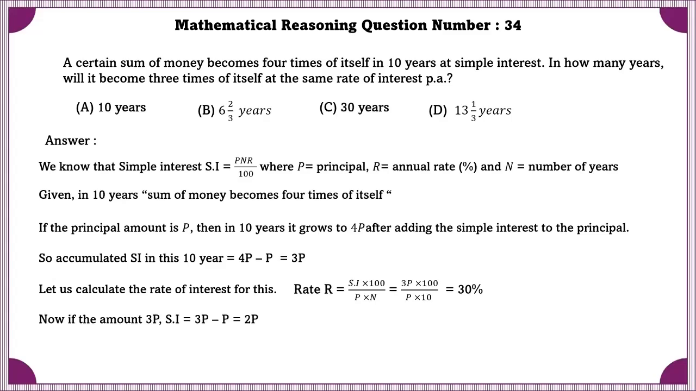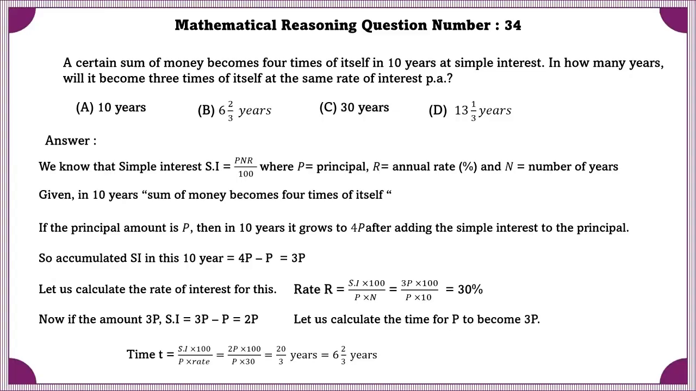Now if the amount is 3P and simple interest is equal to 2P, let's calculate the time for P to become 3P. Time T is equal to simple interest into 100 by P into rate, which is equal to 20 by 3 years or 6 2 by 3 years.